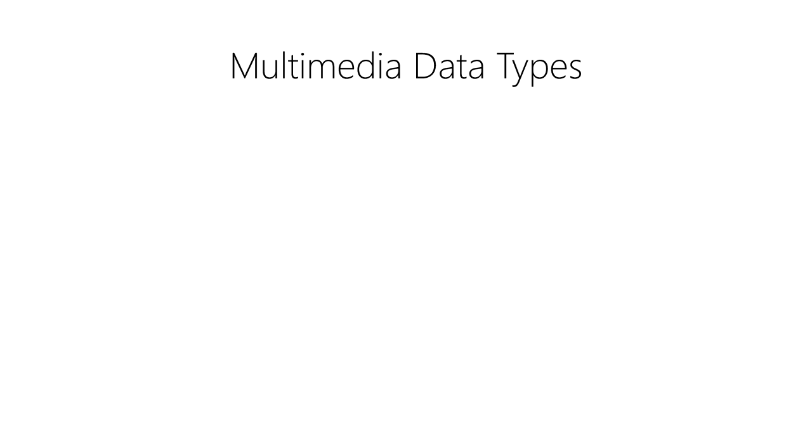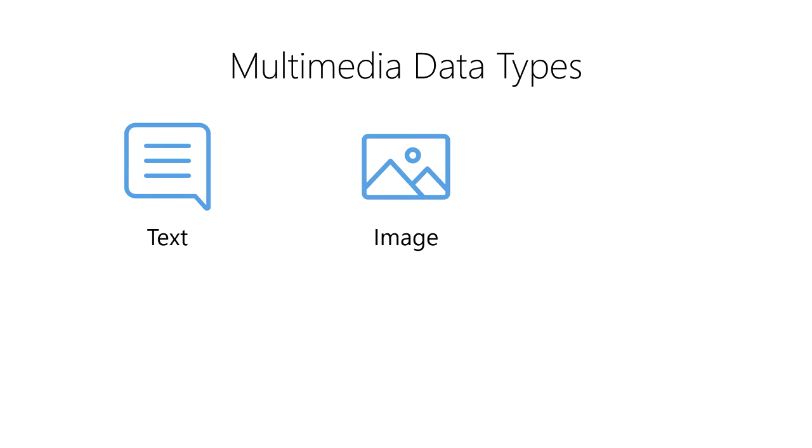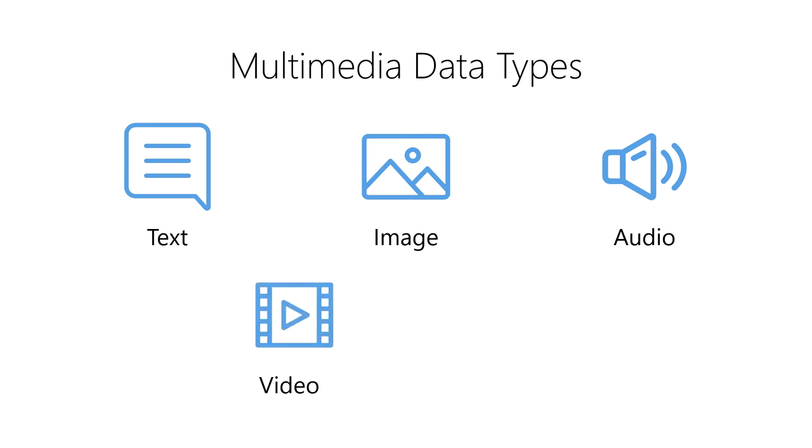Finally, we have composite data types to represent multimedia data. For example, a body of text is essentially a long vector of characters. Images are represented as a two-dimensional matrix of pixels. Audio is represented as a one-dimensional vector of sound waves over time. Video is represented as sound and a set of images moving frame by frame over time.